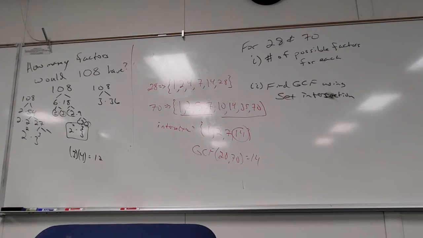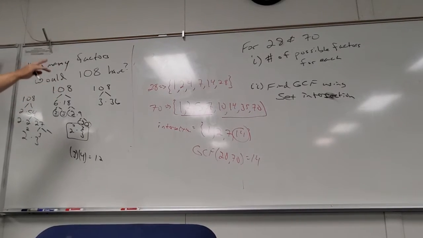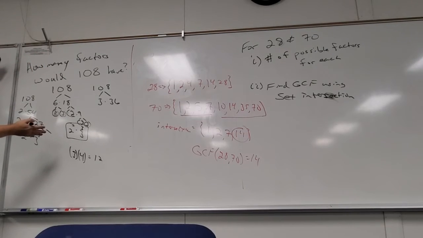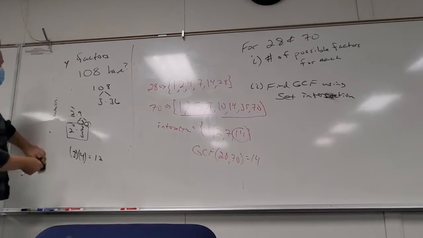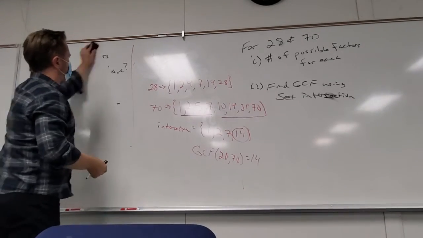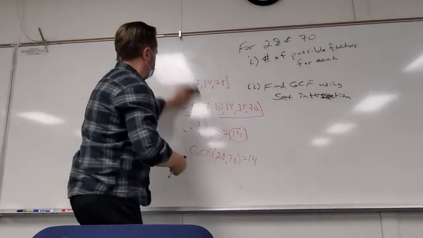I'm with you, guys. And it's not a normal thing that we show, to be really honest, for whatever reason, how to find how many factors there should be. All right, so that's the set intersection method with this little extra thing about how to figure out how many factors it's going to have. So there's another method for finding GCF.